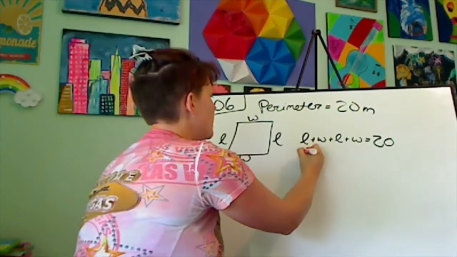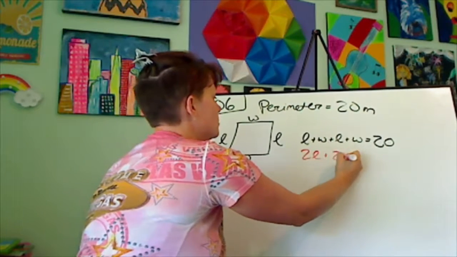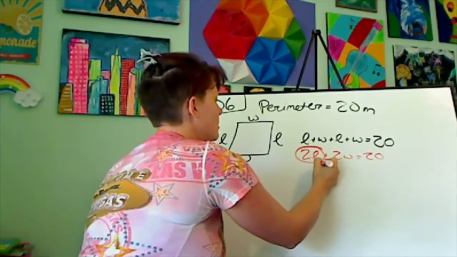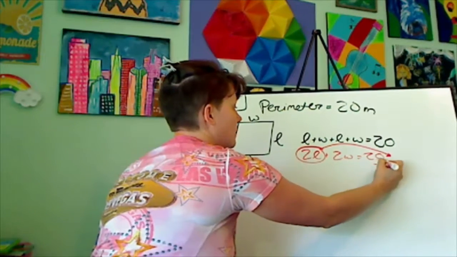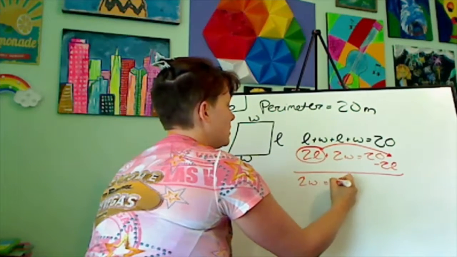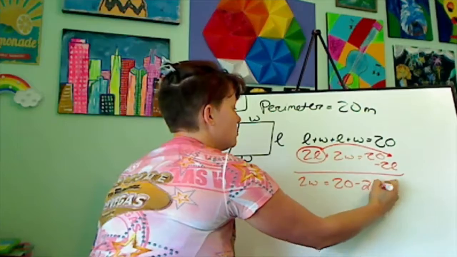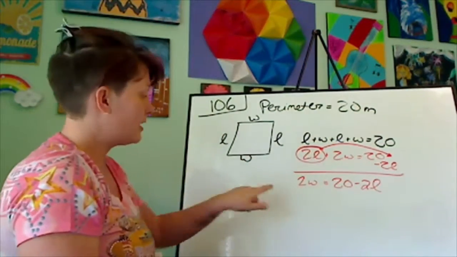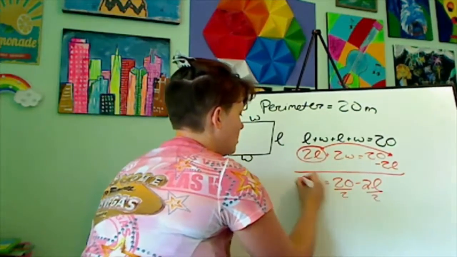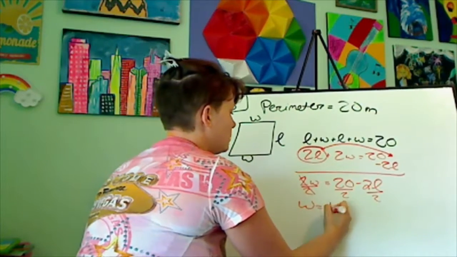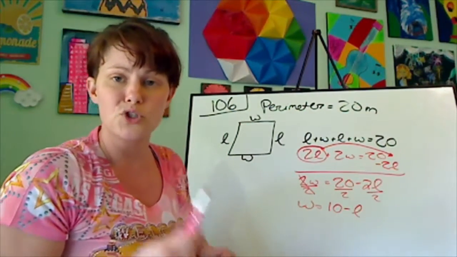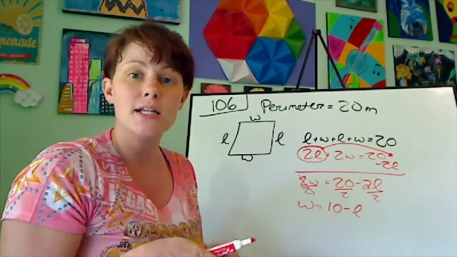So this would become 2L plus 2W equals 20. Take the L and move it over to the other side, so minus the 2L, and we get 2W equals 20 minus 2L. And then we have to divide everything by 2, and we get W equals 10 minus L. So then what we're going to do is use that to figure out the area.